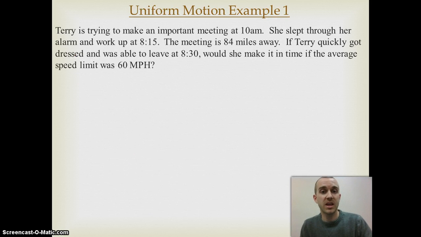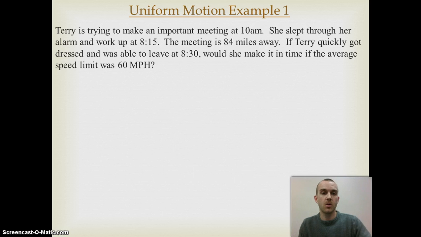Now let's look at some examples of using uniform motion. Terry's needing to make an important meeting at 10 a.m., but she accidentally slept through her alarm and woke up at 8:15. She knows the meeting is about 84 miles away, and she can leave the house by 8:30 if she gets dressed quickly. If the road she lives on goes about 60 miles an hour, can she make the meeting?